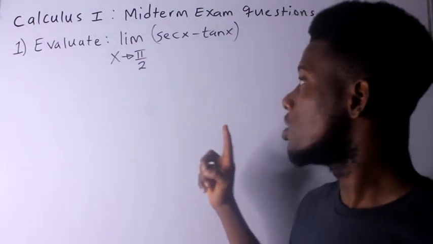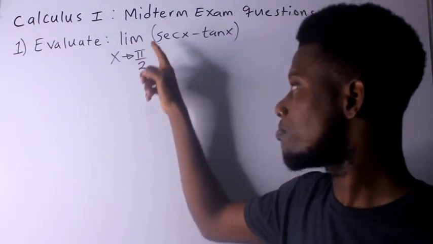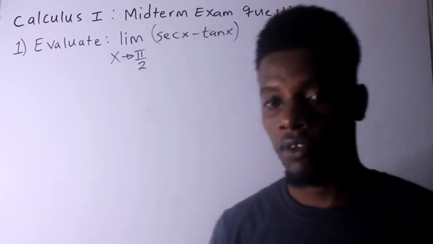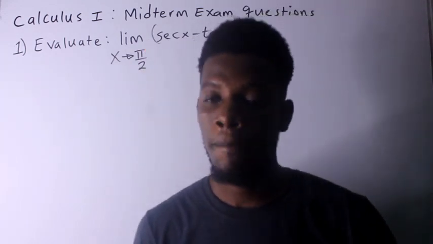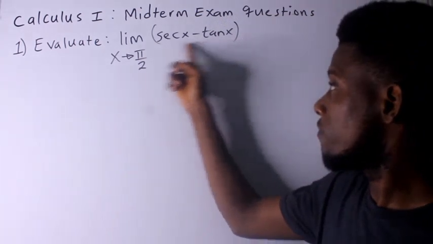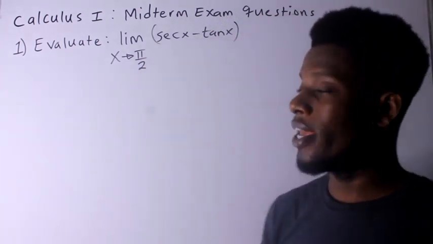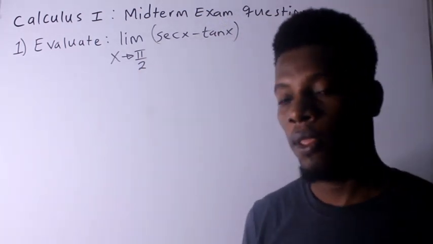Evaluate the limit as x approaches pi by 2 of secant x minus tangent x. So this is the function and pi by 2 is the limiting value.